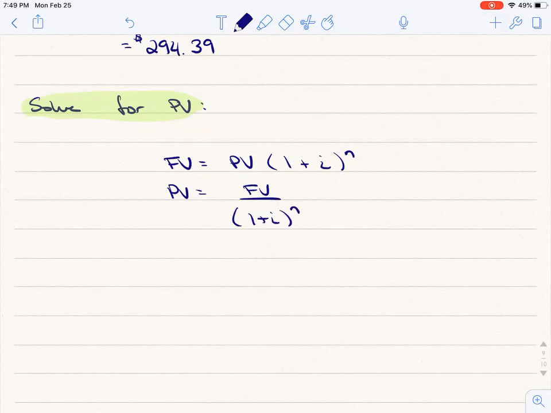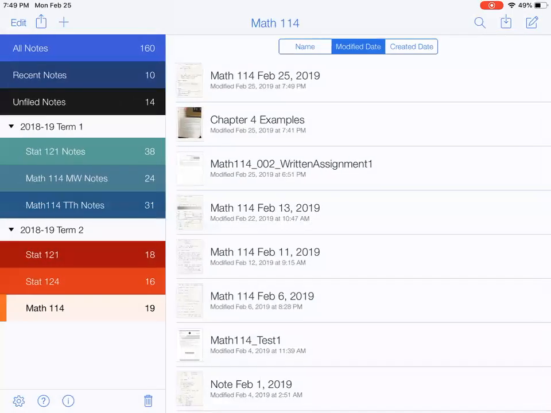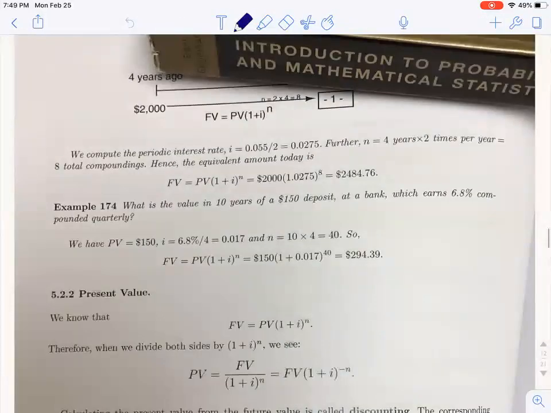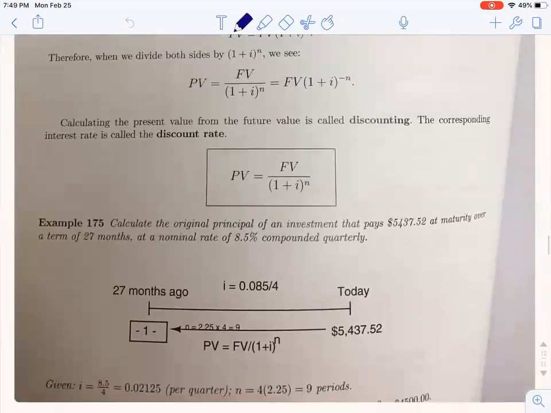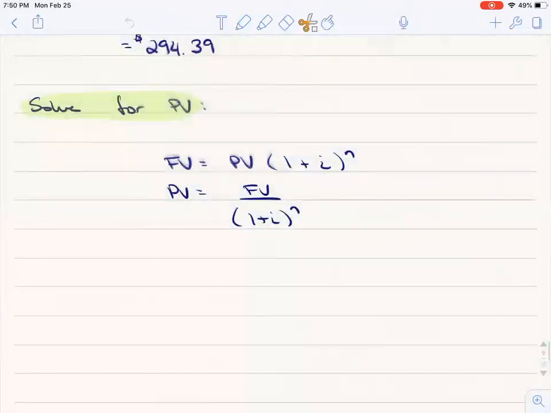Now it's your choice if you want to solve for it in general, and then you can use that formula, same as for simple interest, right? As long as you've shown me that you know how to derive the formula once, then you can use it. Or if you want to solve for it every time, it doesn't matter to me. Okay. But let's do example 175, as an example.